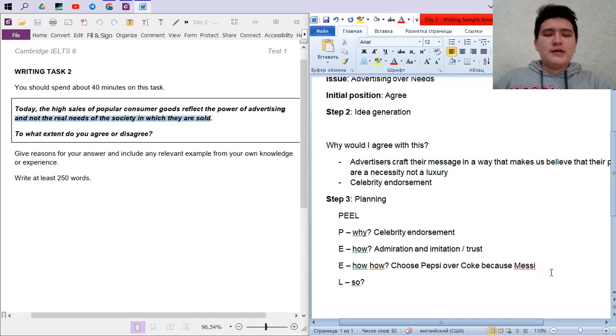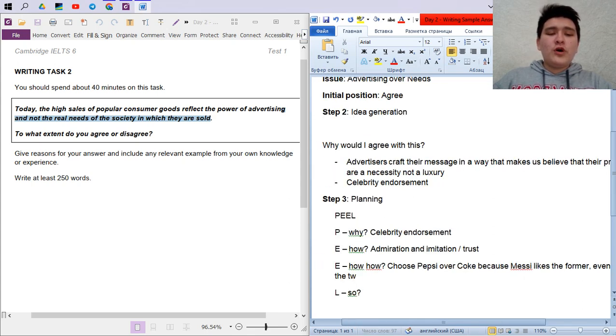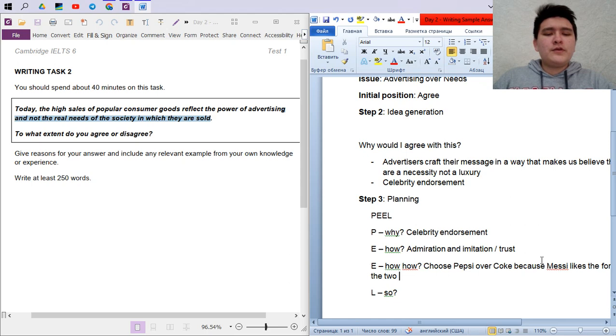Because Pepsi likes the former, right? And even though the two are the same, yes. If you really think about it, Pepsi and Coke are pretty much the same. I mean, I've never seen the difference, even though the two are the same drinks.